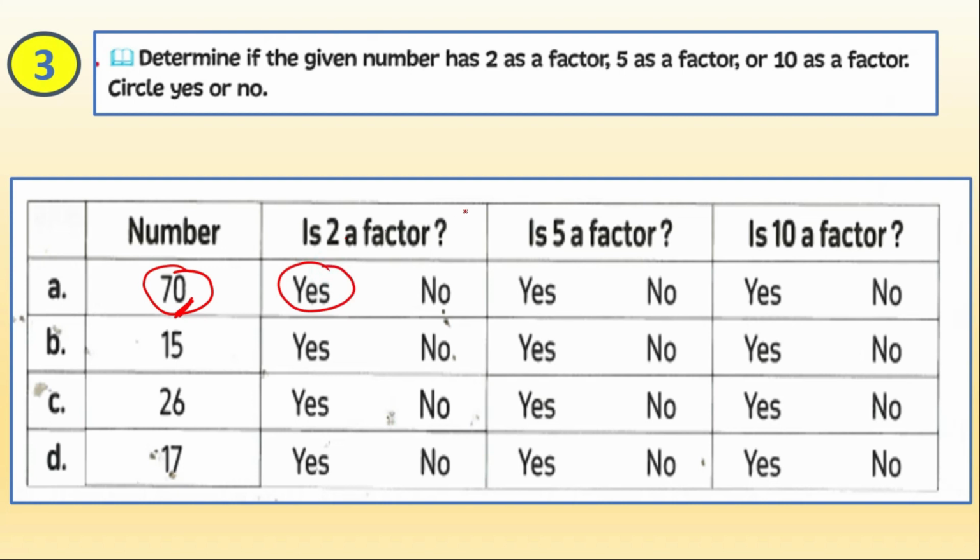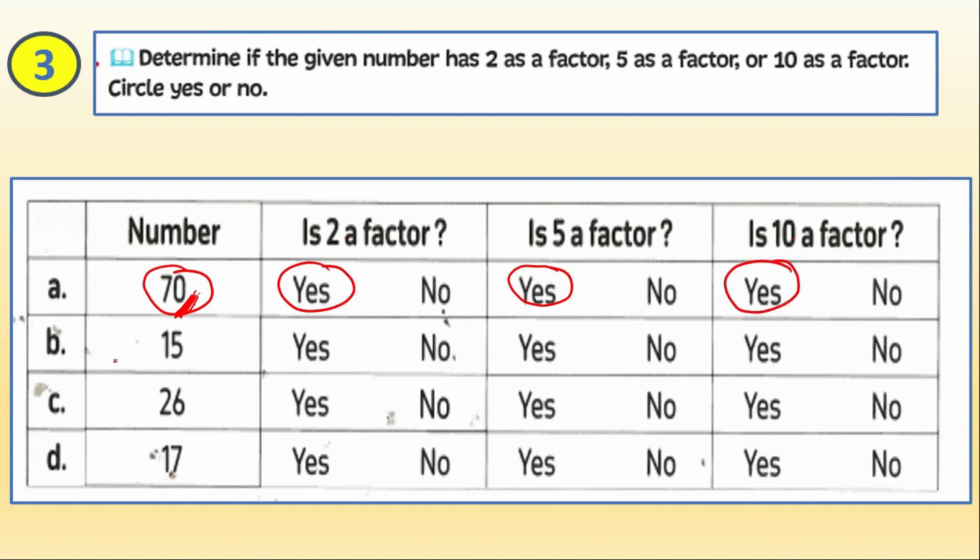So yes. Is 5 a factor? 5 is a factor for 70. Ask yourself. Ones place 0 or 5? Yes, 0, so 5 must be a factor. Is 10 a factor of 70? Yes, because ones is 0. Okay, so 10 is a factor.